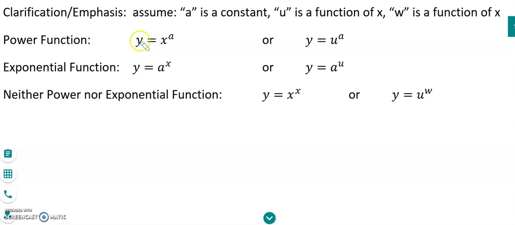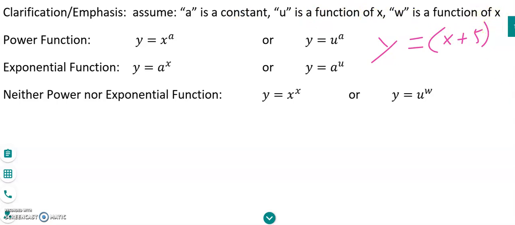So power functions. A power function is anything that is written in this form, so y equals x to the a, where the base is the variable and the exponent is a constant. We can also have y equals u to the a, where it doesn't have to just be x. Think about, you know, if I have like y equals x plus 5 to the third, right? That's still a power function because the base is a function of x, u, and then the exponent is a constant.